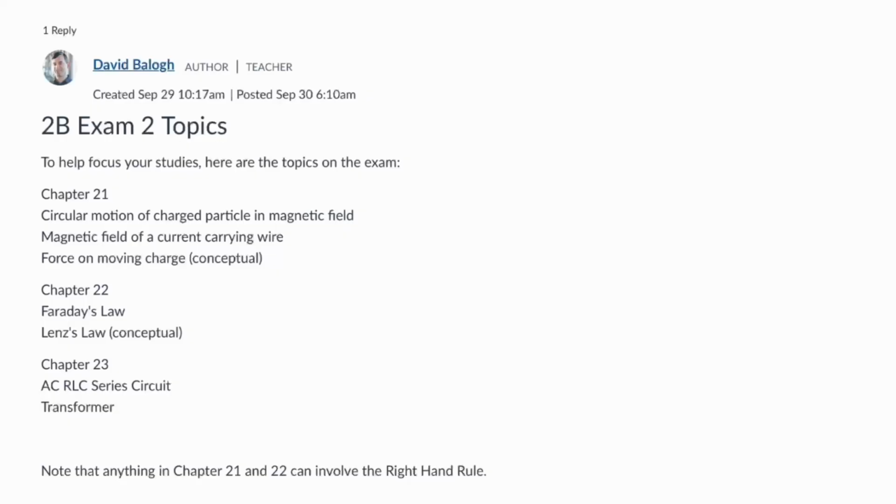So it's not that those are the only two right-hand rule problems. Right-hand rule can crop up in other situations. So just be aware of that, right? The good news is that there's no right-hand rules in RLC circuits or transformers, right?